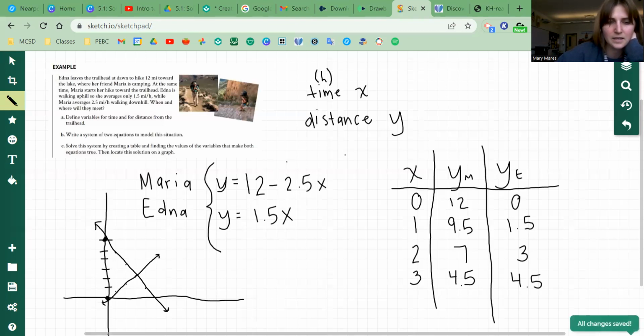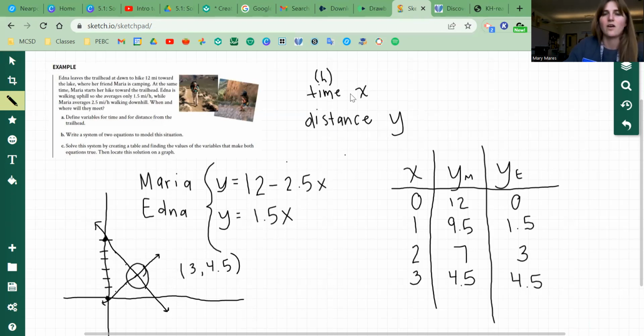And I can see that they cross right there. And that point is at 1, 2, 3. So 3 on the x-axis. And then up to 4.5. So 3, 4.5. And again, our x is our time. So they met at 3 hours. And the y is the distance. So at 4.5 miles past the trailhead.